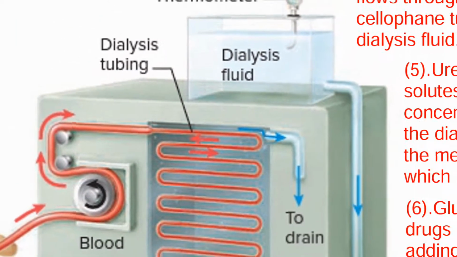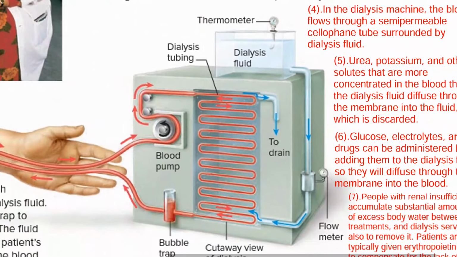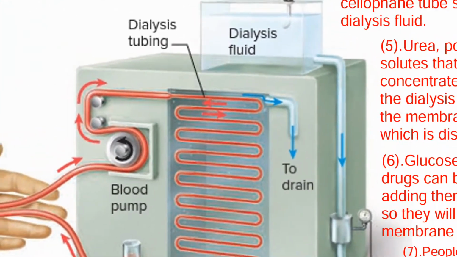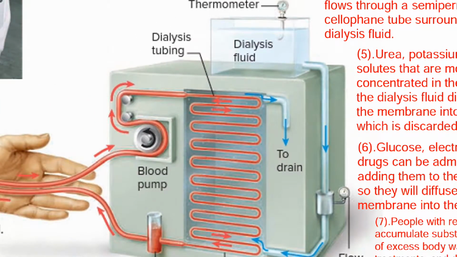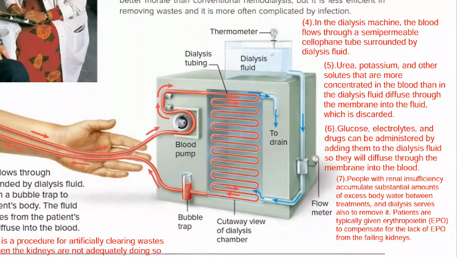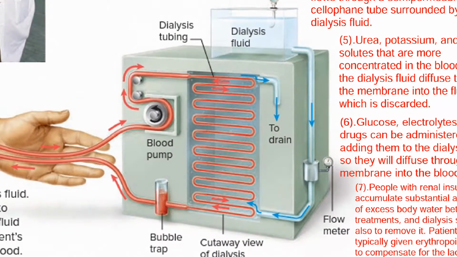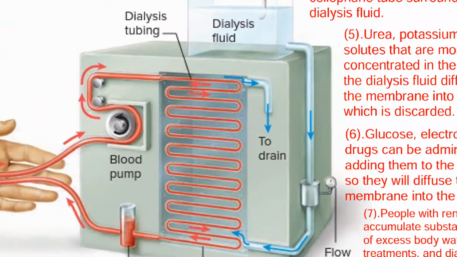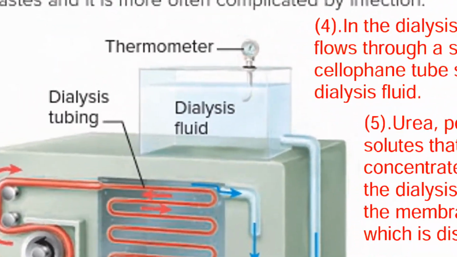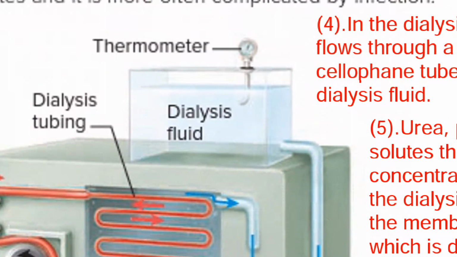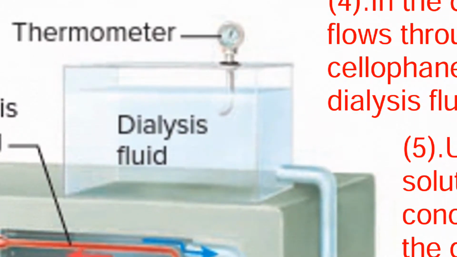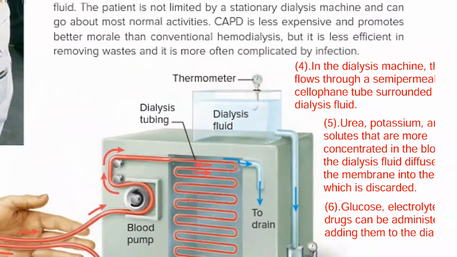This dialyzing tube is semi-permeable and the tubes have pores. When the blood is flowing in these dialyzing tubes, simultaneously, see, this is the small tub. This chamber or tub is filled with the dialysis fluid.